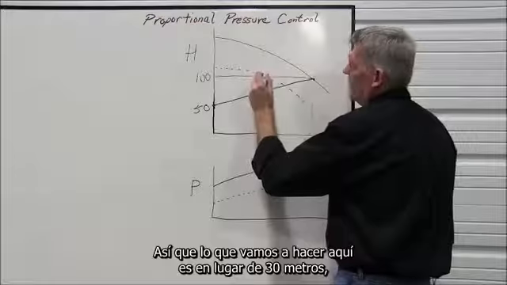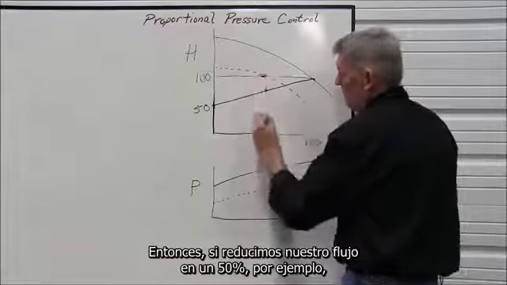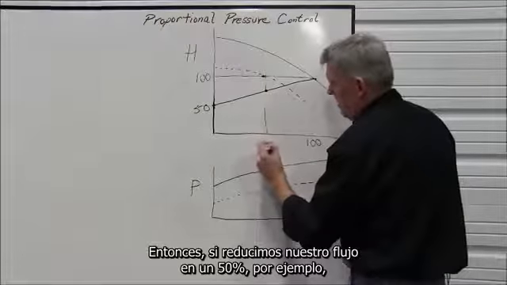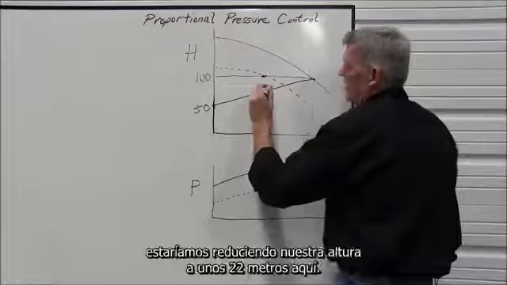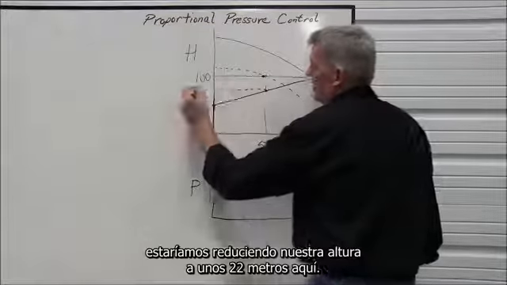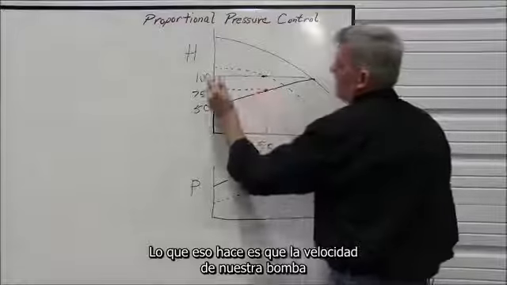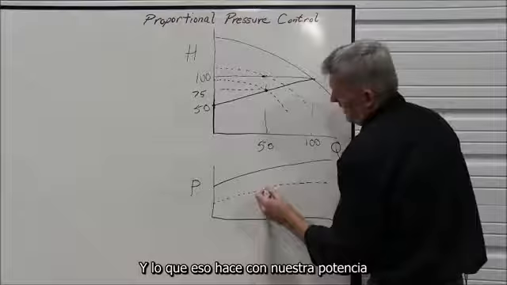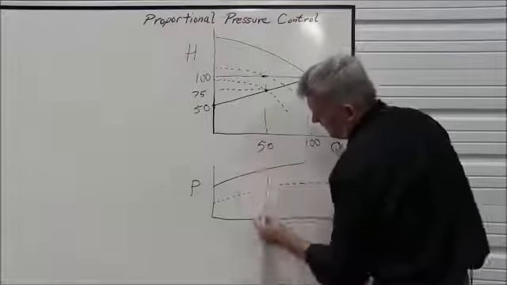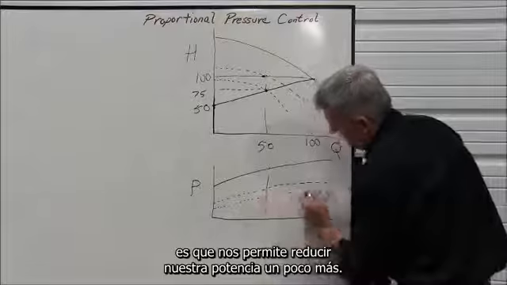So what we're going to do here is, instead of 100 feet, we're going to go down to here. So if we reduce our flow by 50%, for example, since this is linear and this is also 50%, we would be reducing our head down to about 75 feet of head here. So what that does is that causes our pump speed to go a little bit lower, and what that does with our power is it allows us to reduce our power a little bit further.